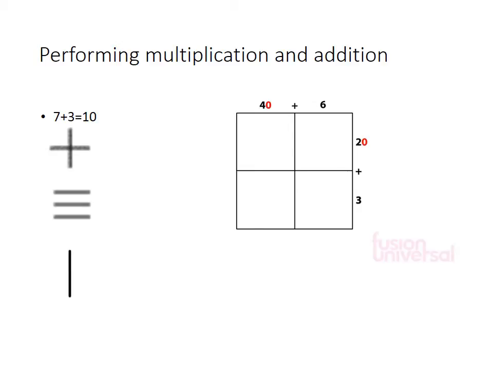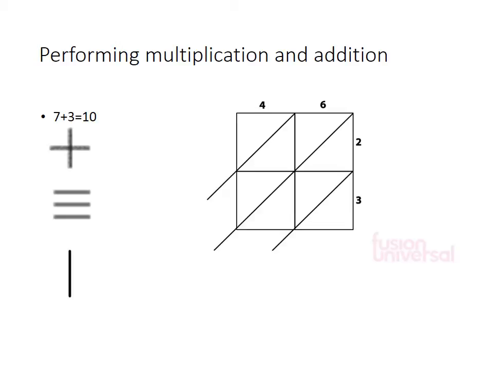Again, we need to draw a box and split it into columns and rows, but this time we're going to leave off the zeros, giving us a grid 4 and 6 by 2 and 3. This is much more like using place value. Now we draw diagonal lines through the corners of each box like this. Notice the lines extend beyond the grid.